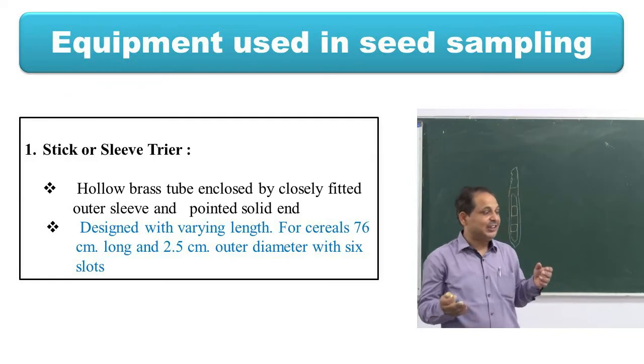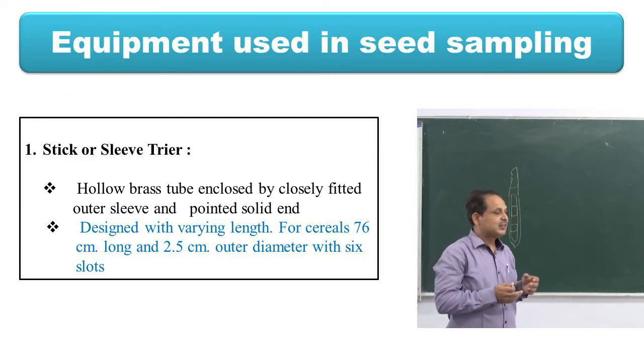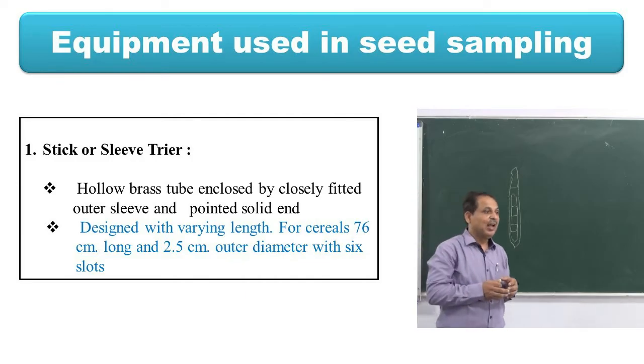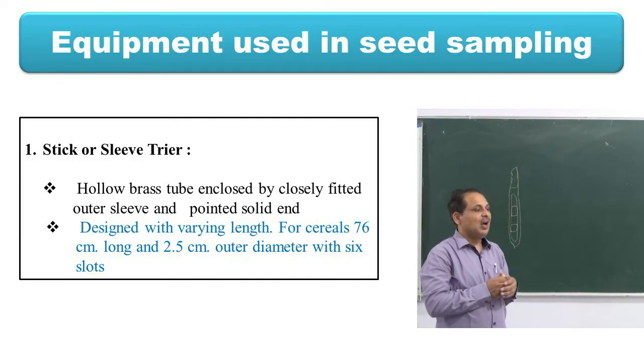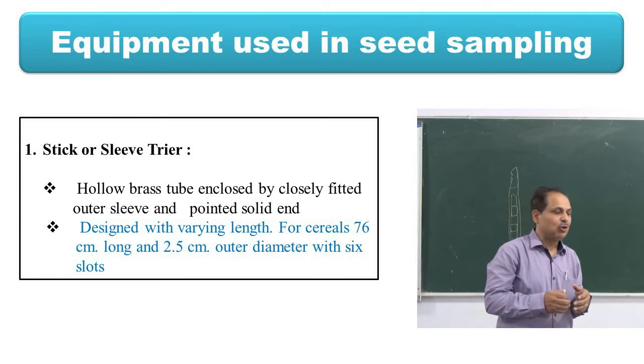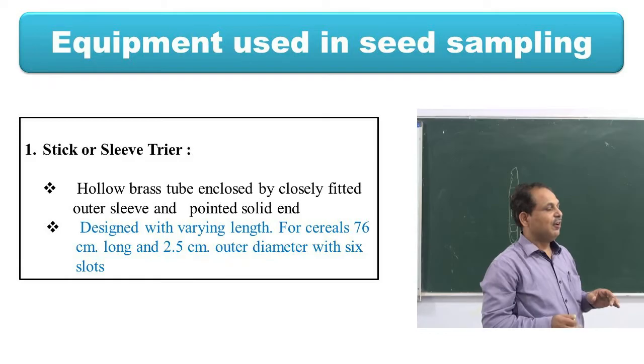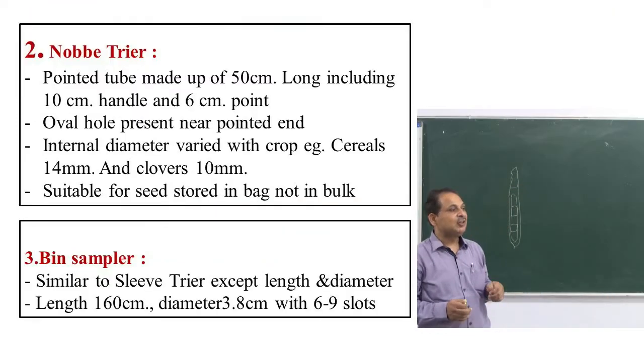For example, in case of cereals, a total length of 76 centimeters and 2.5 centimeters outer diameter with 6 slots are recommended for sampling the seeds from the seed lots. The second one is the Norway trier.